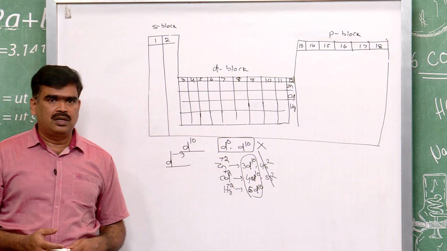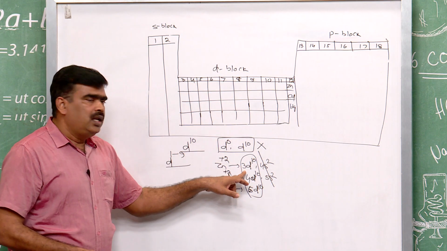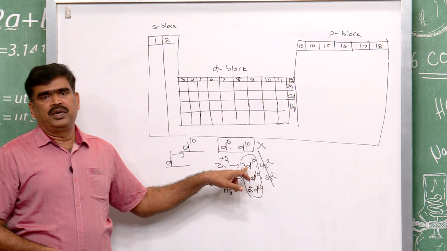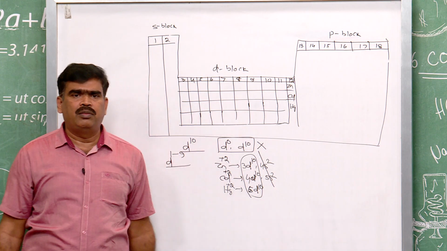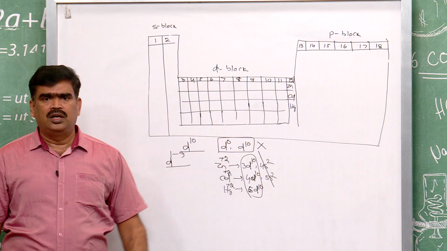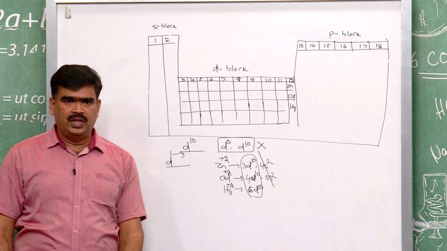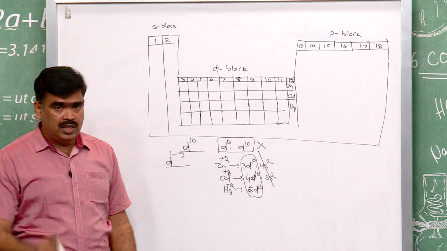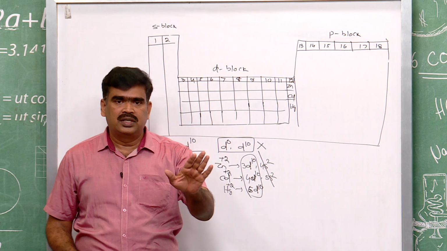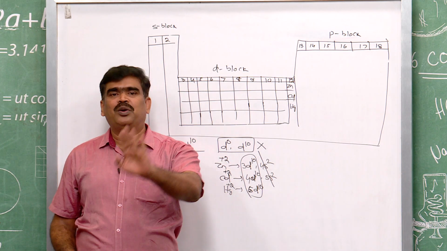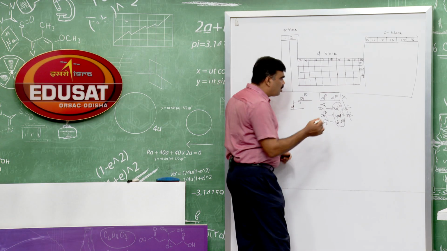As per the definition, they must have partially filled d orbitals, but they have a d10 configuration. All 10 electrons are in the d subshell, the entire d subshell is filled, so we cannot call them transition elements. Rather, they are called d block elements. They belong to the d block, but they are not transition metals. That means all d block elements are not transition elements, but transition elements belong to the d block. Keep this in mind.